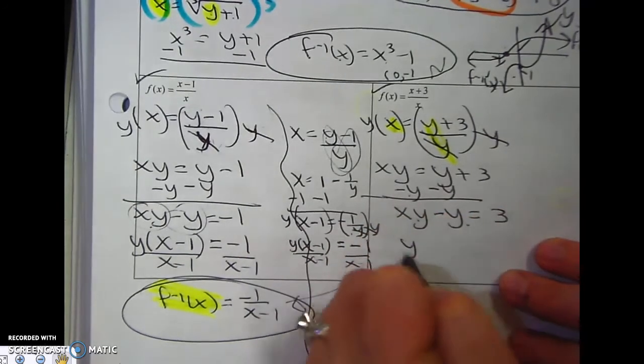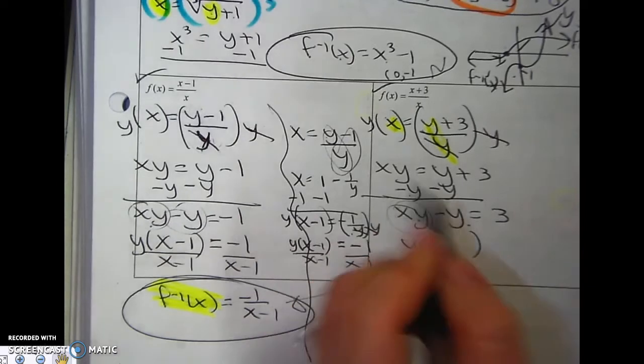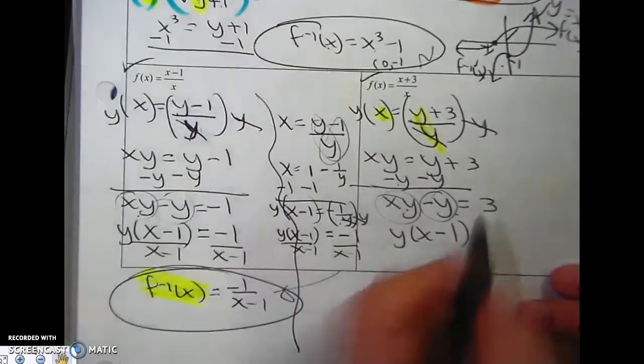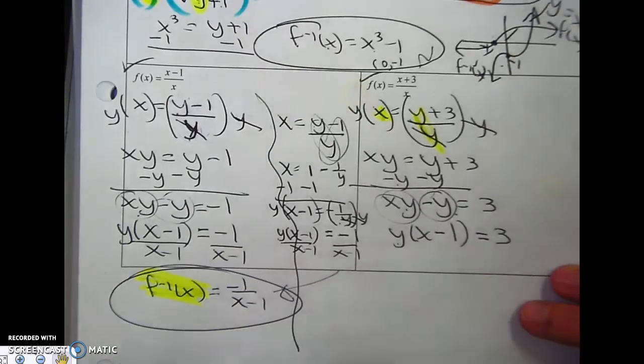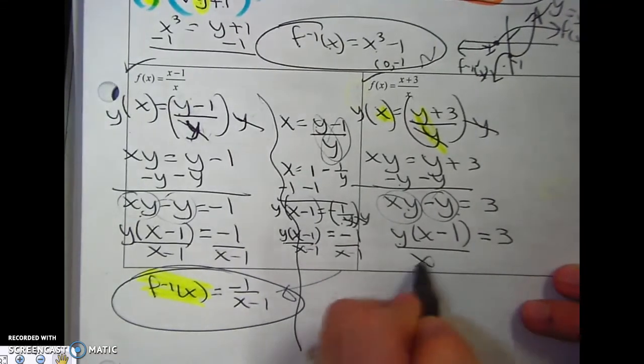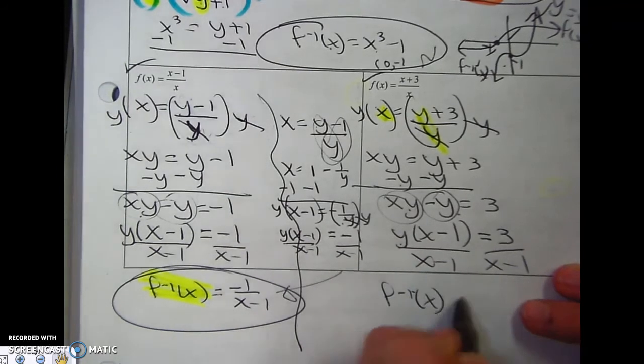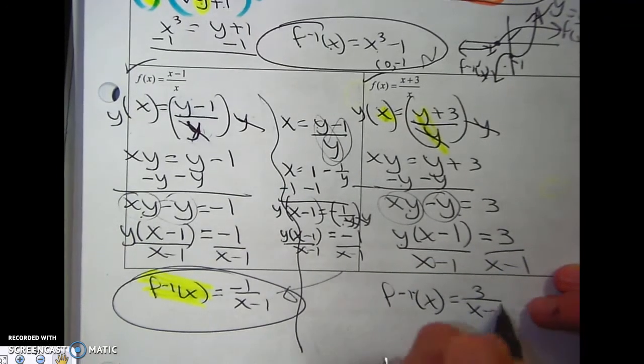They both have a y, so I'll take it out. If I take out a y from here, I'm left with x. If I take out a y from here, I'm left with nothing, which means a 1. The goal is to get y by itself, so I divide by x minus 1. Now f inverse of x equals 3 over x minus 1.